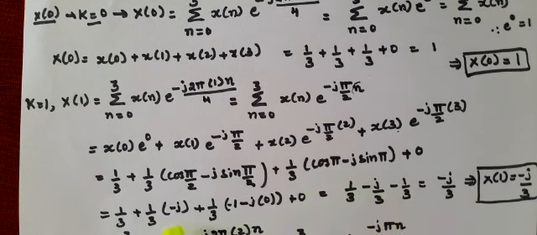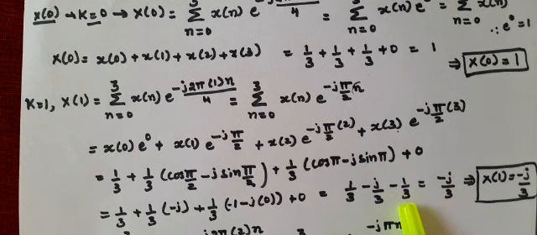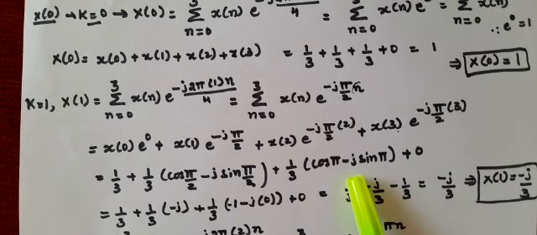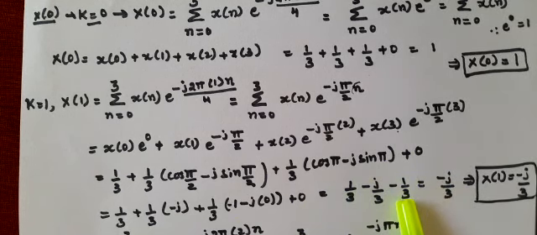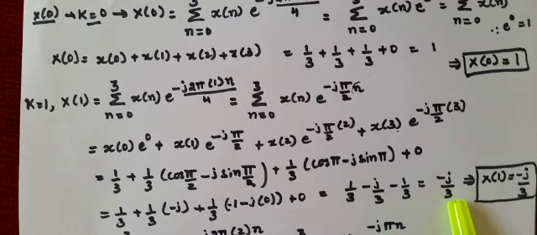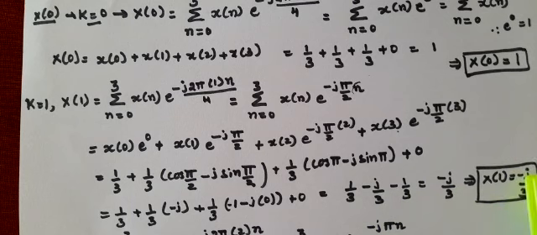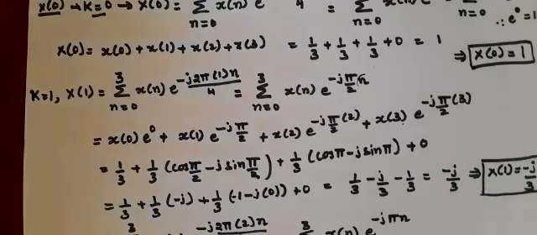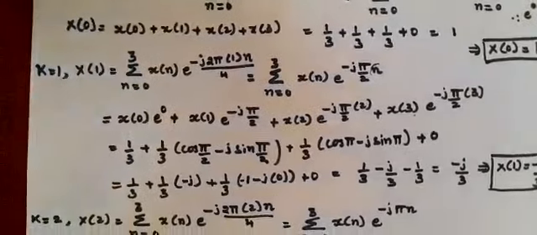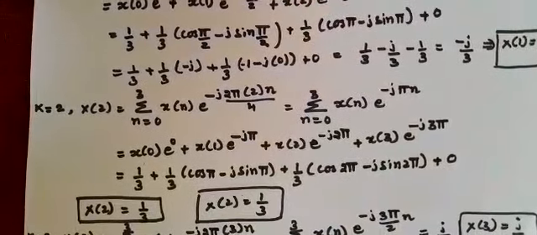So, 1 by 3 minus j by 3 minus 1 by 3. So, this 1 by 3 minus 1 by 3 gets cancelled and you will get it as minus j by 3. So, what is capital X of 1 coming to be as minus j by 3. So, now by putting k is equal to 2, we can compute capital X of 2.